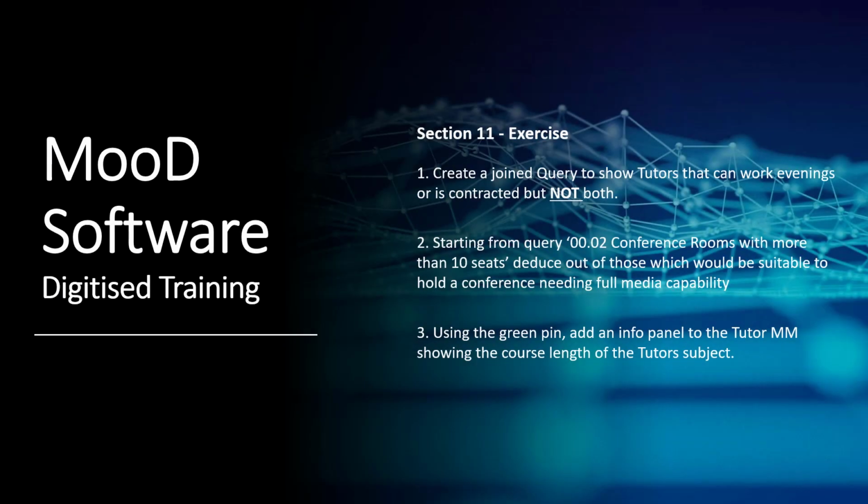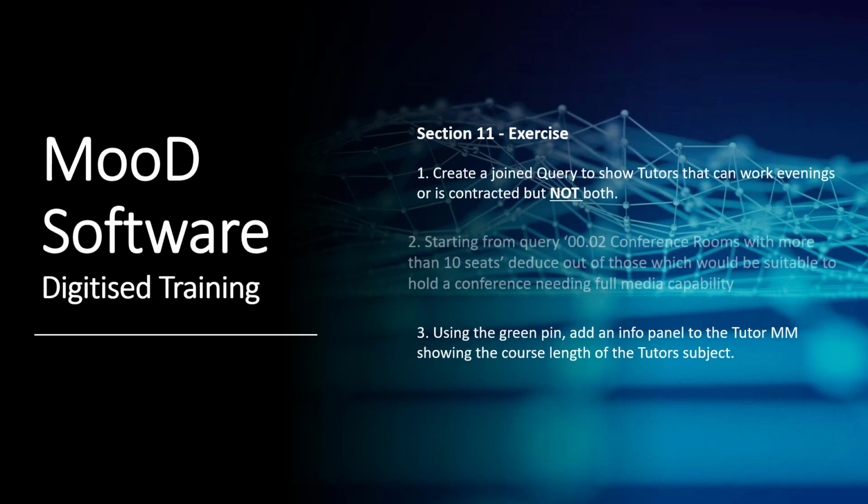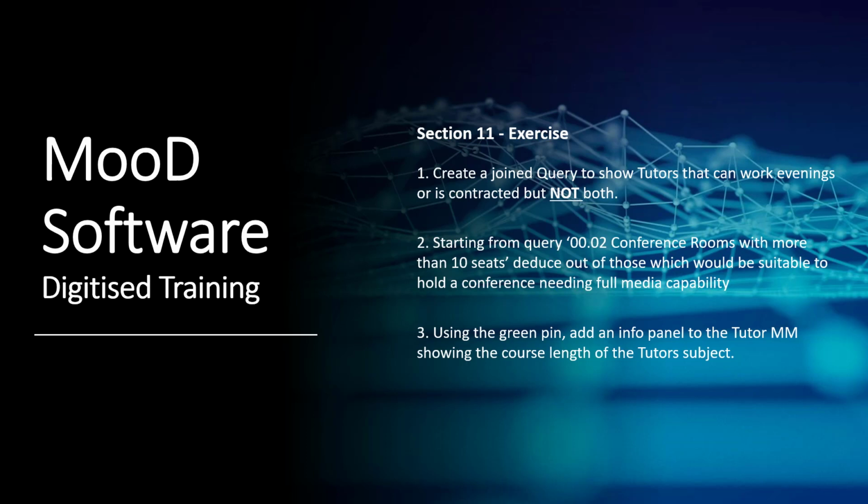Section 11D, Exercises. Number 1. Create a joined query to show tutors that can work evenings or are contracted to, but not both. Number 2. Starting from query 00.02, conference rooms with more than 10 seats, deduce out of those which would be suitable to hold a conferencing meeting with full media capability. Number 3. Using the green pin, add an info panel to the Tutor showing the course length of the tutor subject. Please see the course notes for results of these exercises.